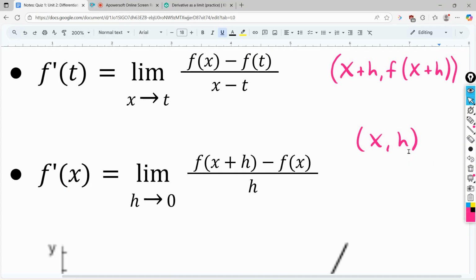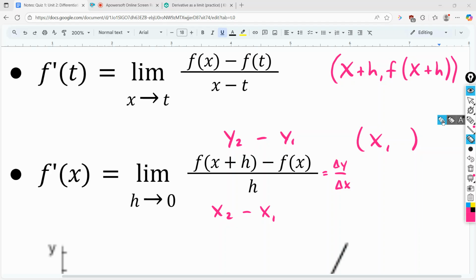Now, for the bottom equation, it's really the same thing. This is still a slope. This is just change in y divided by change in x, or in other words, y2 minus y1 over x2 minus x1. Imagine 2 points, x plus h, comma, f of x plus h. And this one right here, this would be x, and I should have written f of x.